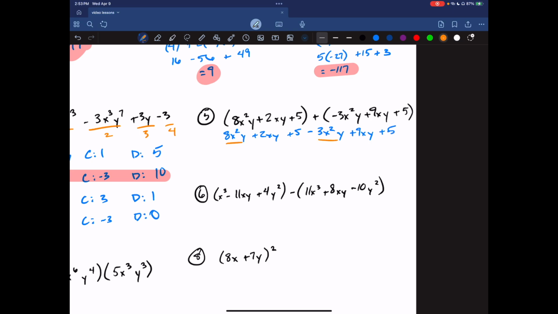I'm going to find my like terms. That's x squared y. This is my xy, and then constant terms. Okay, it's always helpful to go ahead and do that. So I have 8 minus 3. That's going to be 5x squared y. I have 2 and 9. That's going to be 11xy, and then I have 5 and 5 is simply plus 10. Okay, and that's as easy as that.